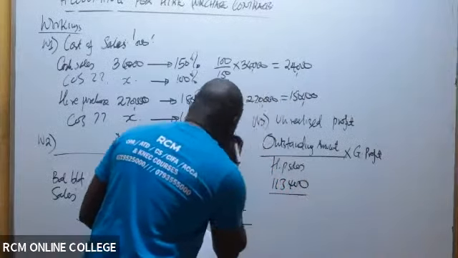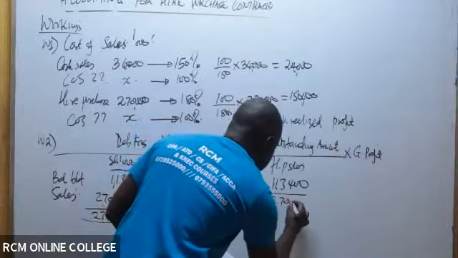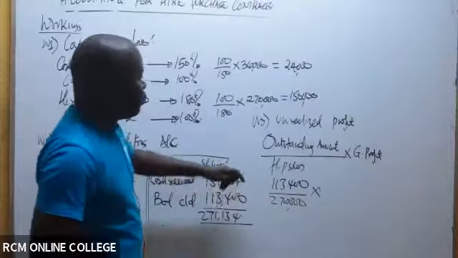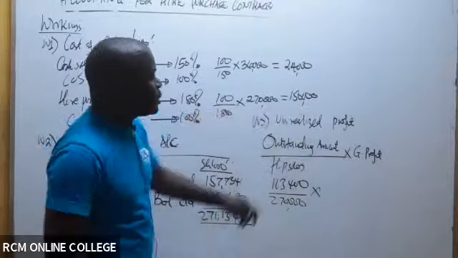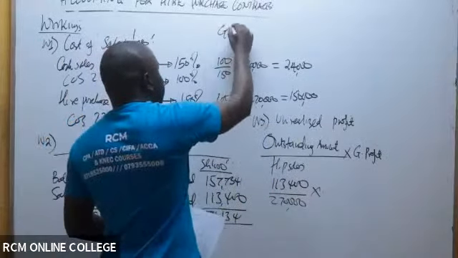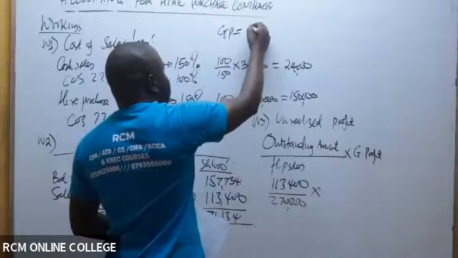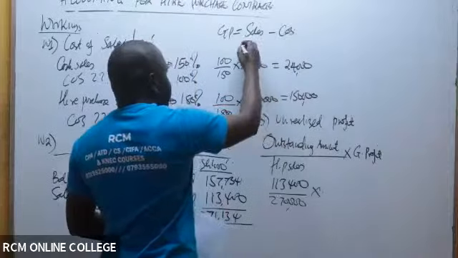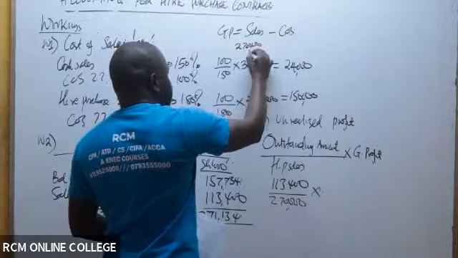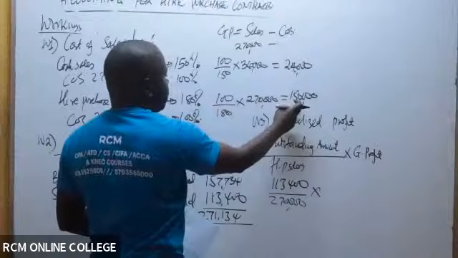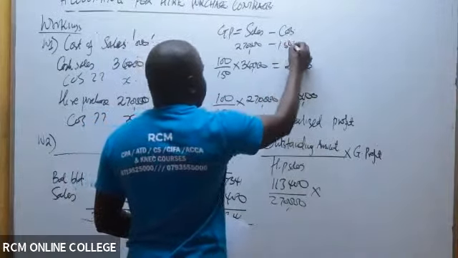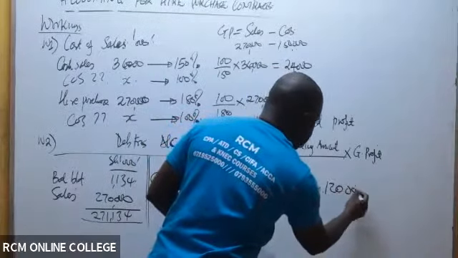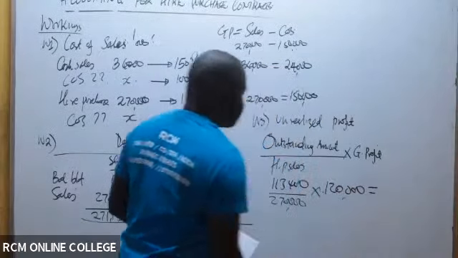So we'll be able to say here 113,400 over, in this case, 270,000. You multiply by the GP. The GP here, Nanjala, unachukua hii 270 minus 150. So GP tunasema is equal to the sales minus the cost of sales. So this hire purchase sales is 270,000. You minus the cost of sales, which you've already determined here, is 150,000. So unapata 120,000.